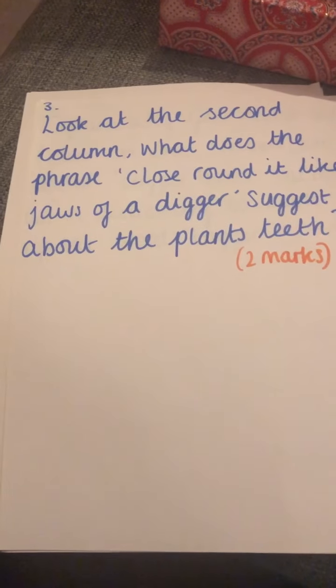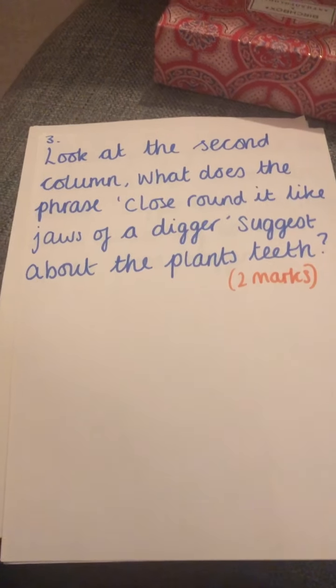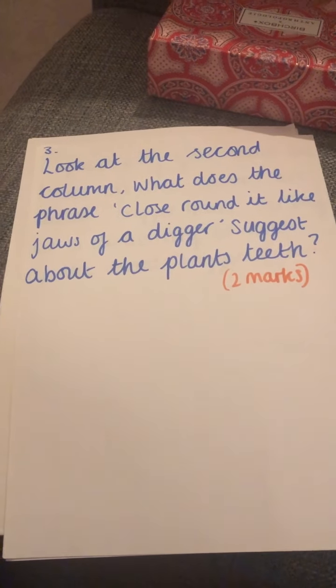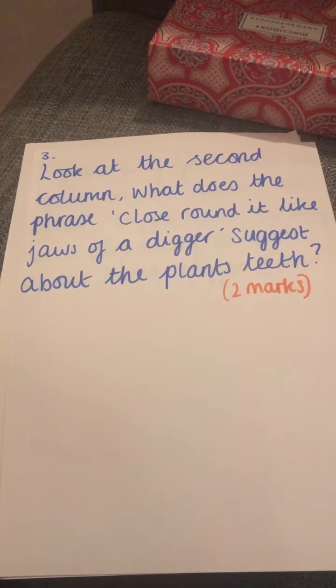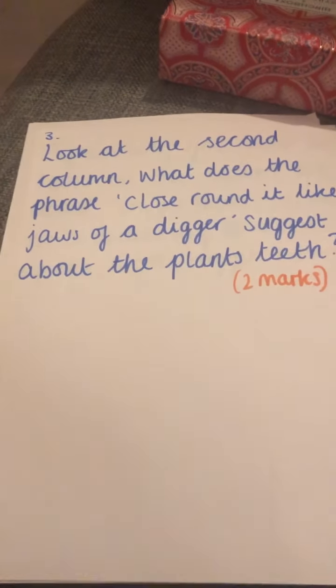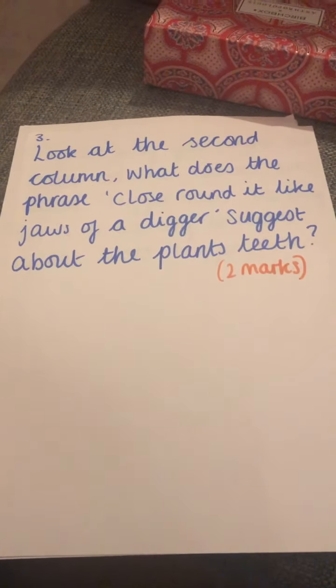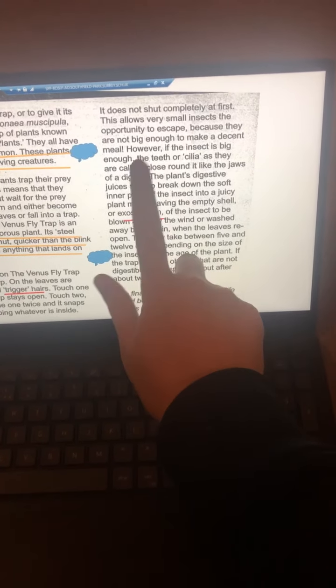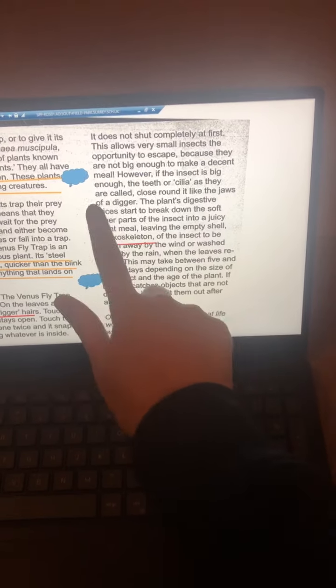Number 3, look at the second column. What does the phrase "close round it like jaws of a digger" suggest about the plant's teeth? This is also a 2-mark question. Pause the video and have a go now. In my text, I've found the section, it says about "close around it like the jaws of a digger."